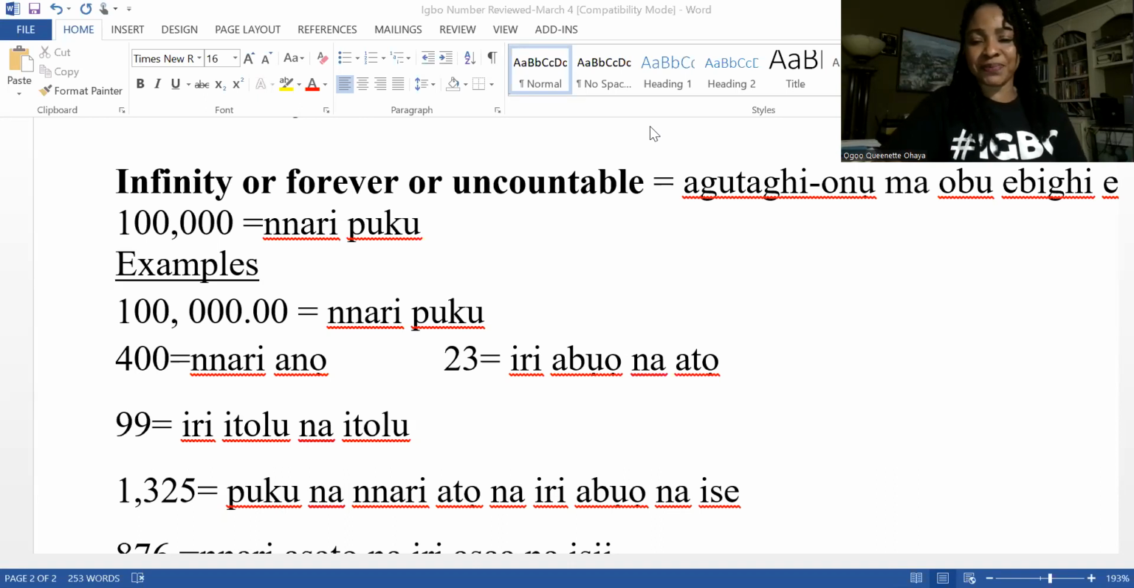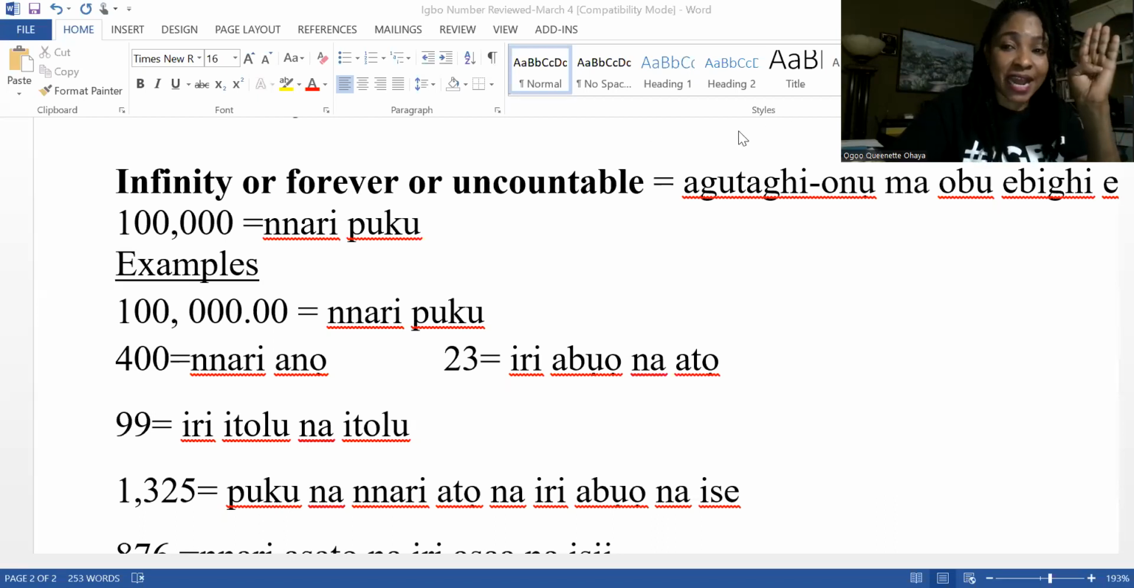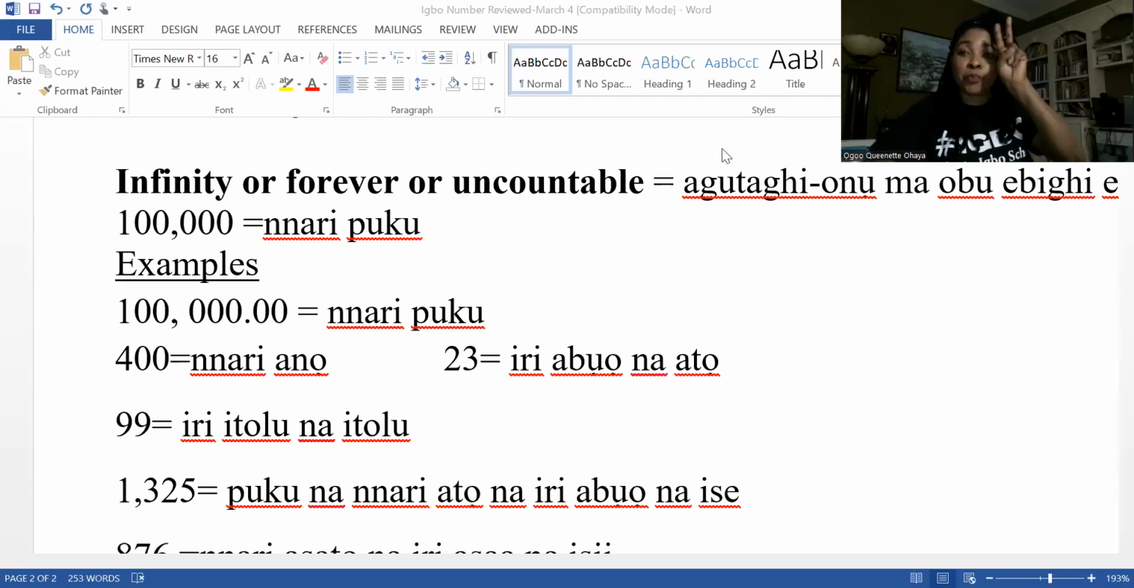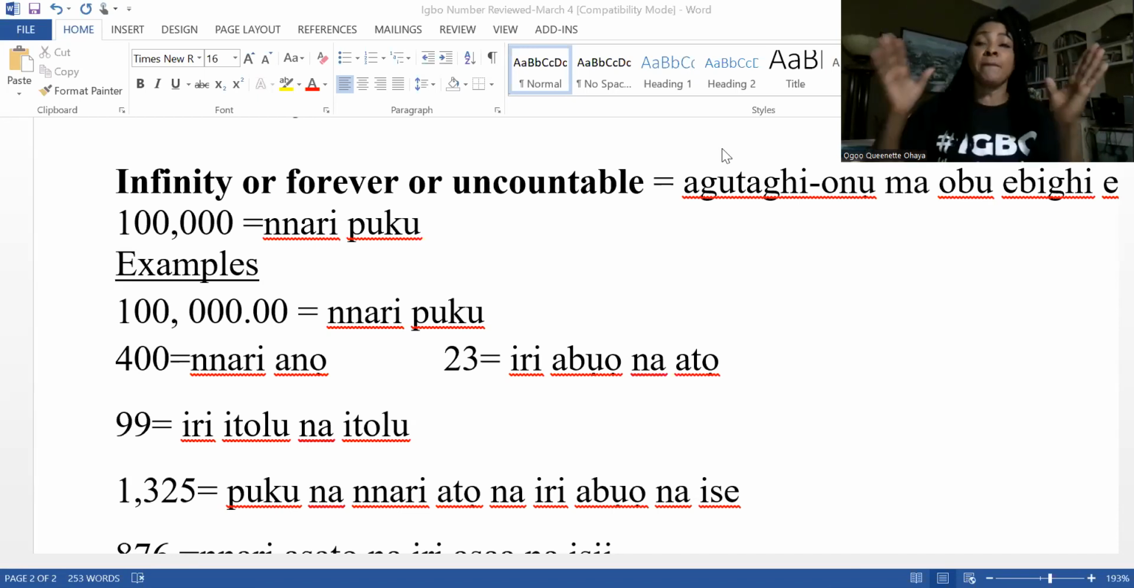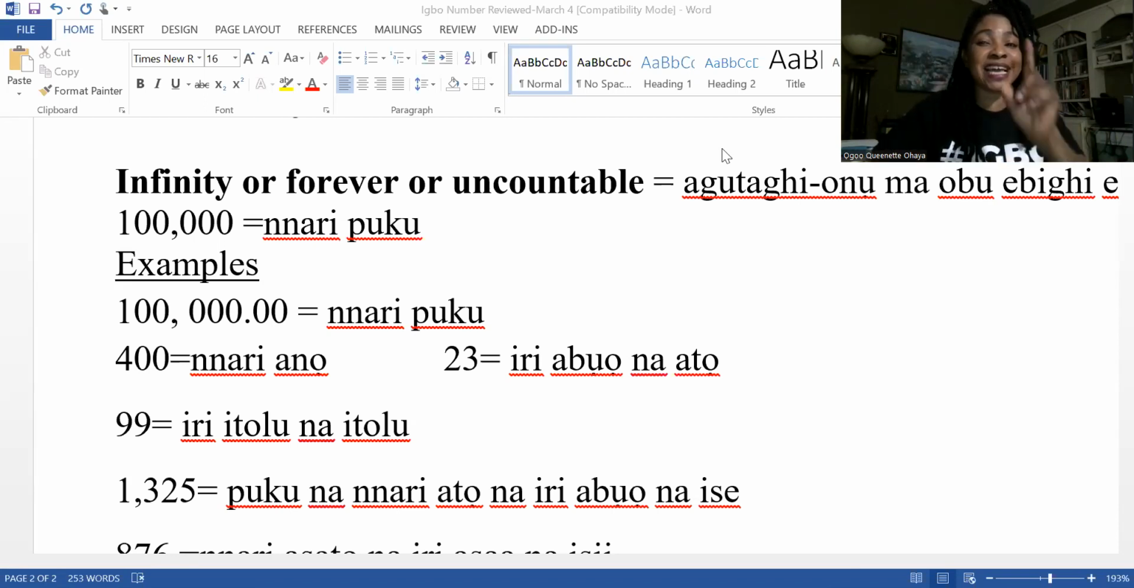Ebuka, ngwa jụọ ajụjụ. How do you say 2050? 2050, okay? Remember, puku is 1,000, right? When you say 2,000, which is two pukus, it's puku abo, because 2 is abo. If it's 1,000, it's otu puku or puku. But if it's 2,000, then you say puku abo, just like 20, you say iri abo.